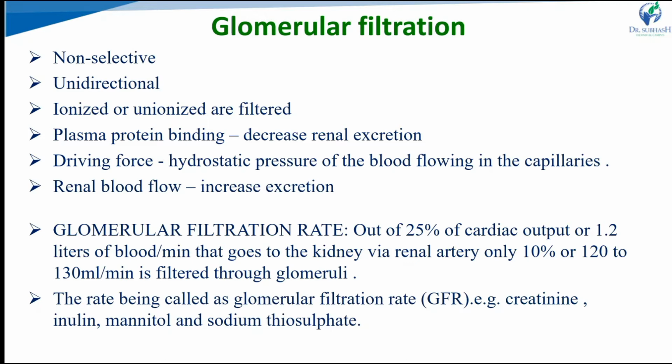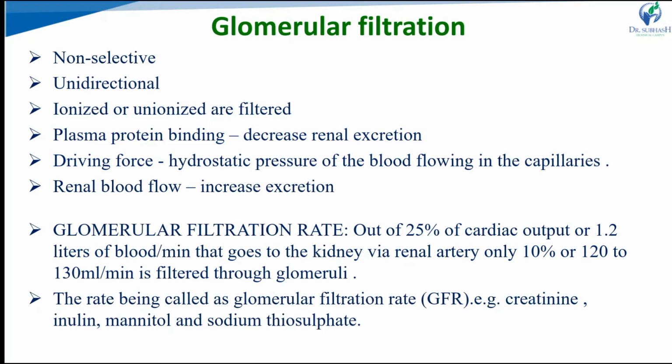The driving force for glomerular filtration is the hydrostatic pressure of the blood flowing in the capillaries. So glomerular filtration depends directly on renal blood flow. The higher the renal blood flow, the greater the excretion. Glomerular filtration rate: out of 25% of the cardiac output, or 1.2 liters of blood per minute, that goes to the kidney via the renal artery, only 10%, or 120 to 130 ml per minute, is filtered through the glomeruli. So the glomerular filtration rate is approximately 130 ml per minute.